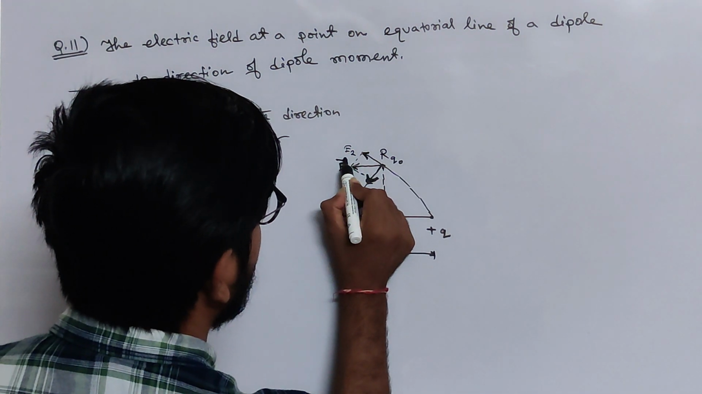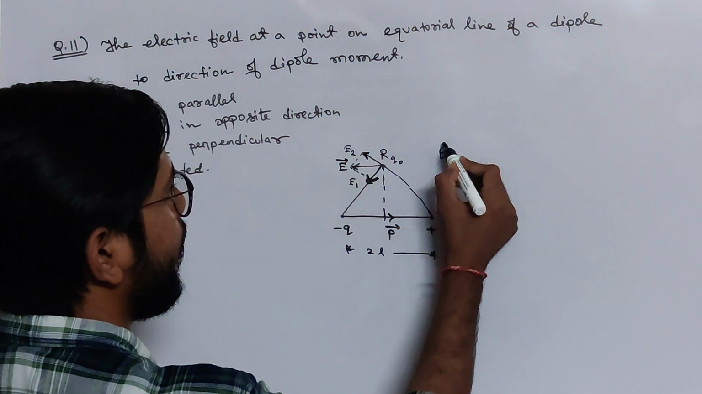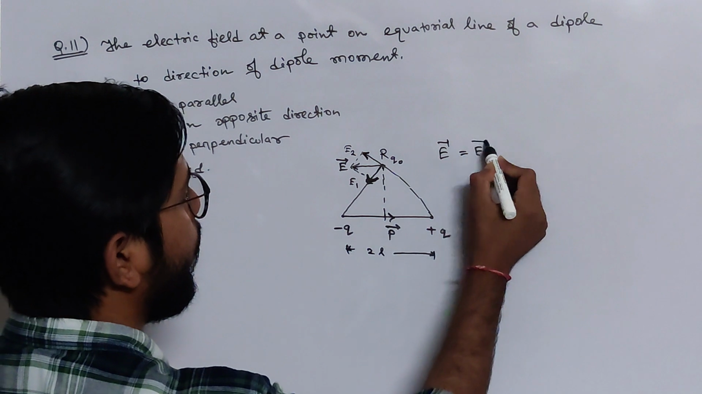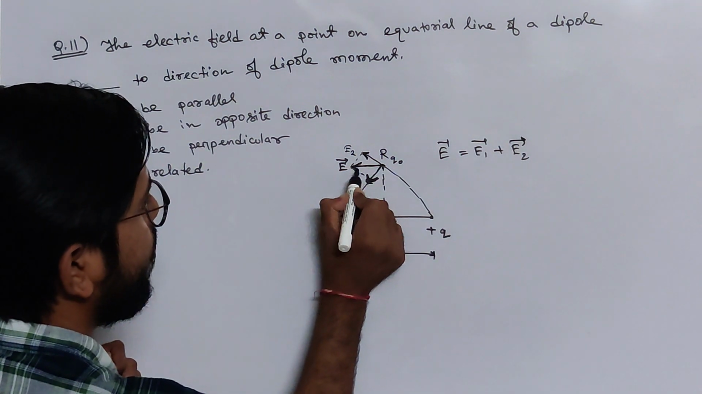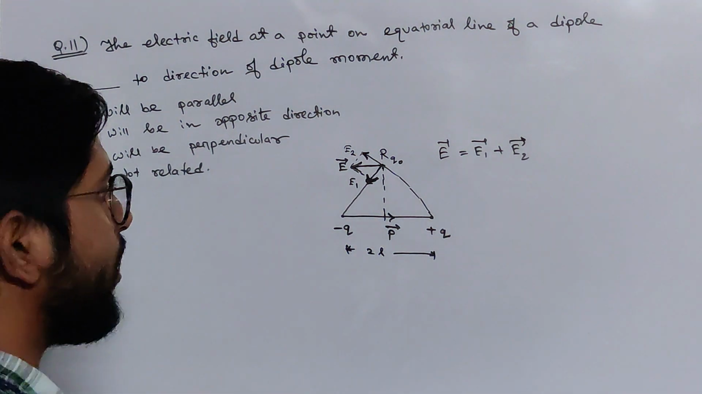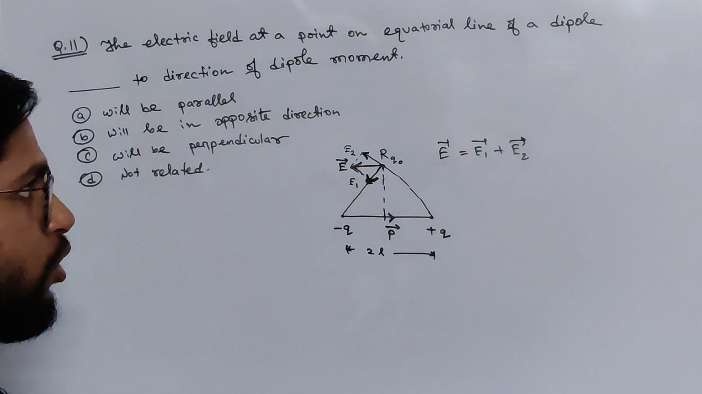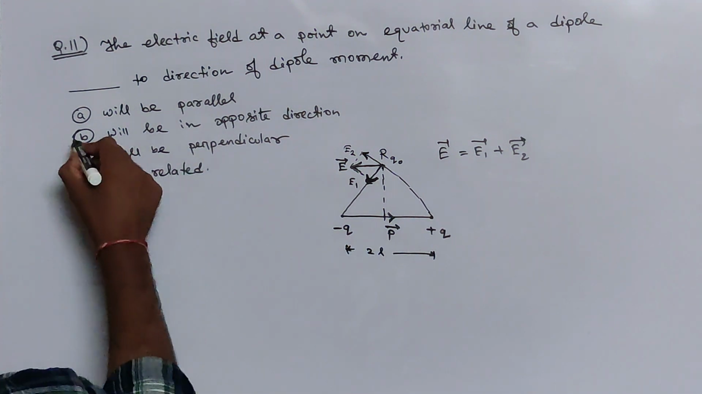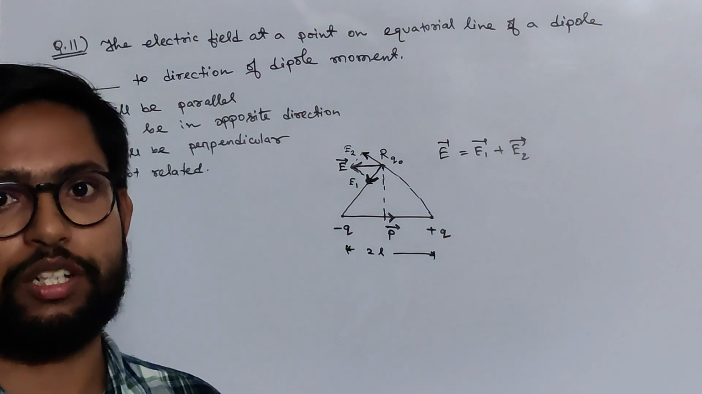This is the resultant electric field E, due to E1 and E2. And if you see the direction of this resultant electric field, it is opposite to the direction of the electric dipole moment. So which option is correct? Of course, option B is the correct option. Okay, let's move to the next question.